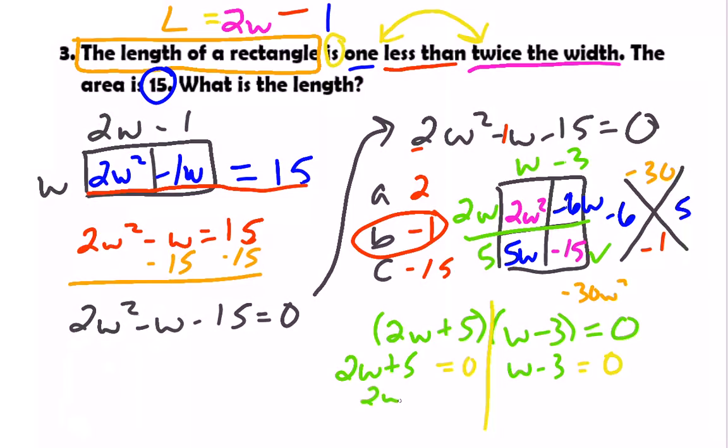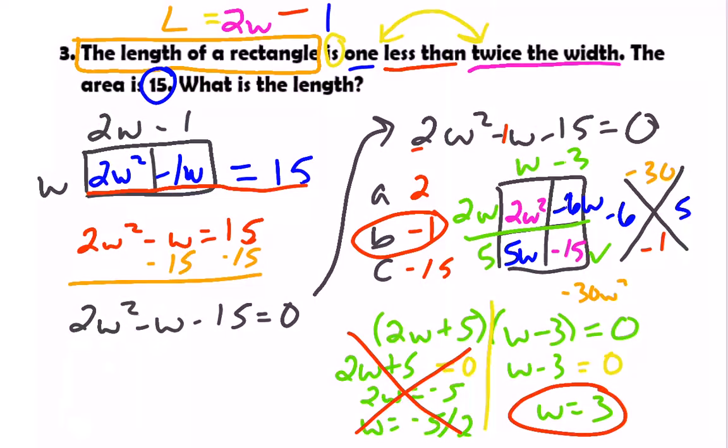So we're going to get 2w equals negative 5, and w equals negative 5 over 2, and then w equals 3. Well, I can't have the width be equal to a negative, so it's not going to be my first answer. My width is going to be 3, but the question, if we go back to the beginning, is what is the length? So I'm just going to substitute into the first thing we got, which was 2w minus 1 is my length. So L equals 2 times 3 minus 1. 2 times 3 is 6, minus 1 is 5.